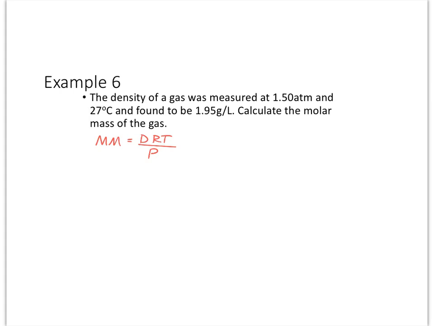Okay, so molar mass is what we're solving for. Density is 1.95, R 0.08206. Temperature 27 degrees Celsius is 300 Kelvin, and pressure is 1.5 atmospheres. When you solve for it, you get about 32 grams per mole. What diatomic gas would this be? Question. Okay, so that's about it for this little stretch of calculations. We'll work on some more practice problems in class.